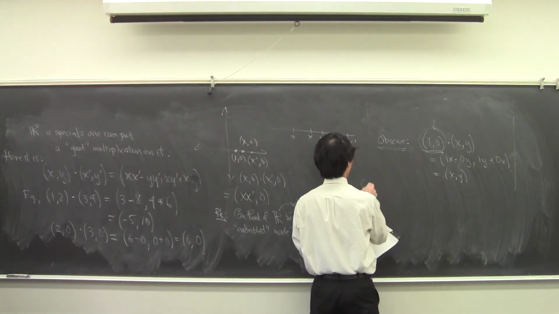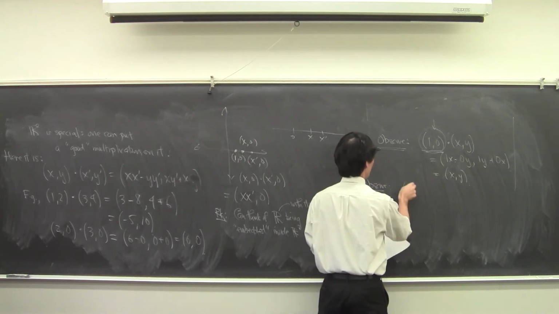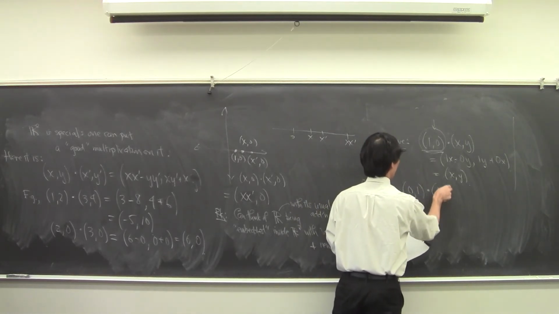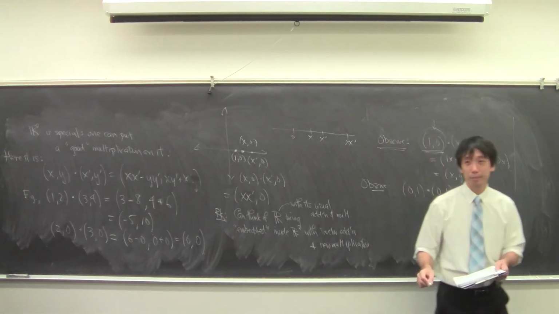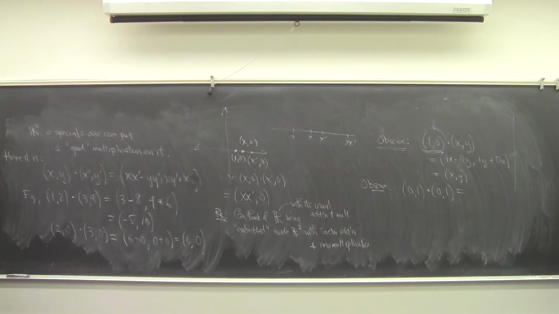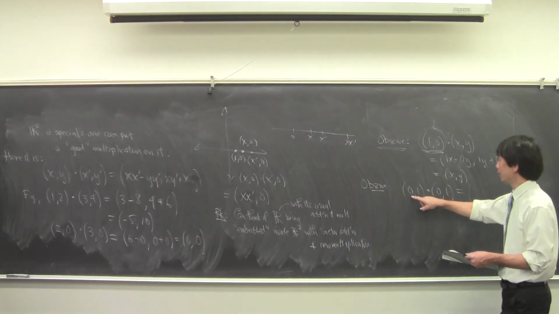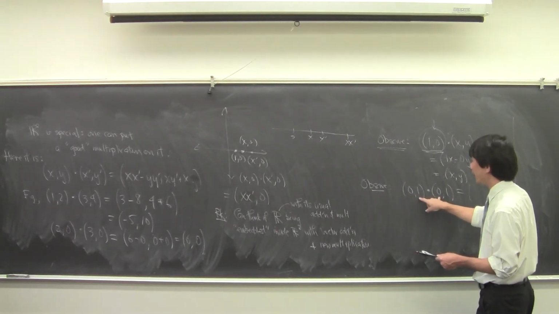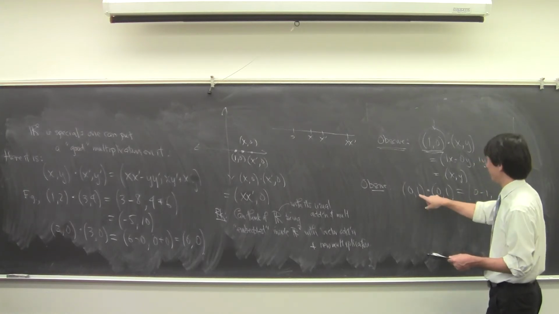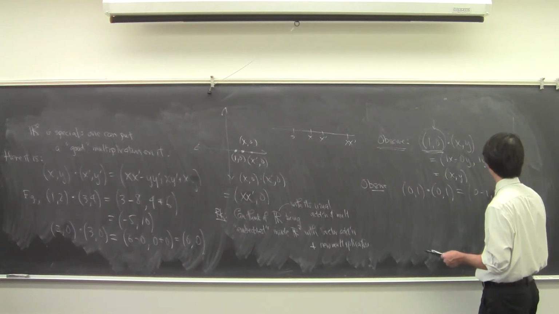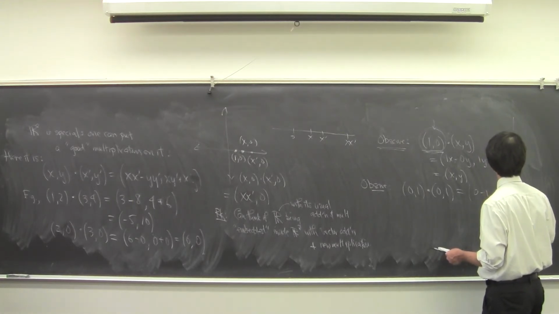Another thing to observe also is if you take 0, 1 and multiply it by 0, 1, what do you get? Can anyone tell me immediately what you get? You're going to get 0 times 0 minus 1 times 1, then you get 1 times 0 plus 0 times 1. In other words, you get negative 1 comma 0.